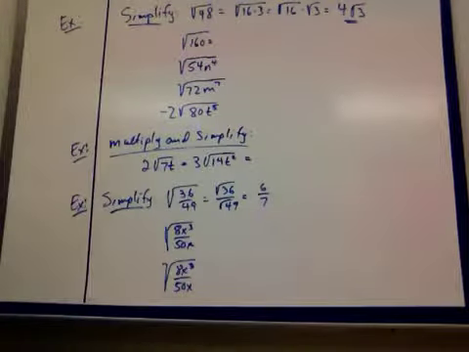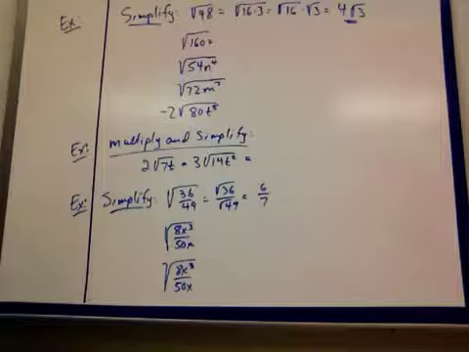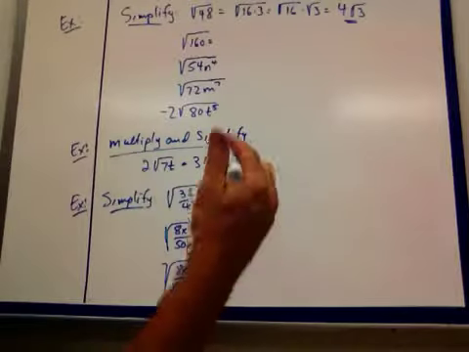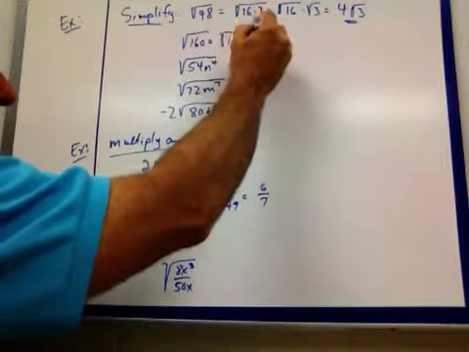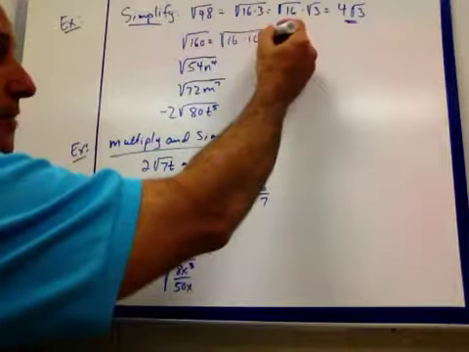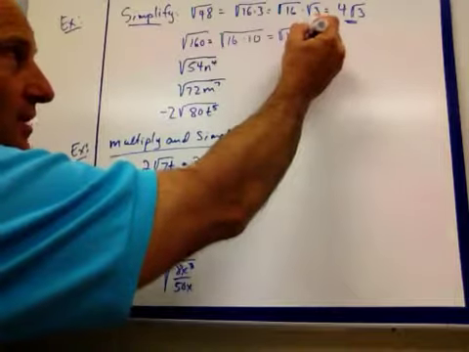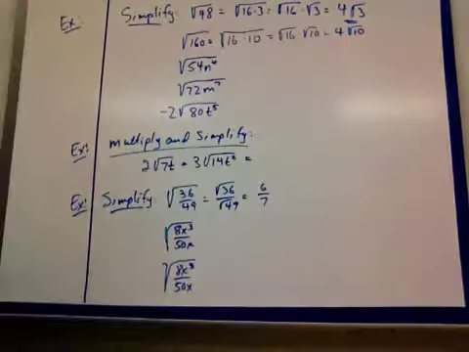Okay? Likewise here, 160. What's the biggest perfect square that goes into 160? Well, I know 16 goes into it, because 16 times 10. Does 25 evenly? No. 36? No. 49? No. And as you go up, you realize that the only thing that goes into it evenly is 16 times 10. Perfect squares. Which is the square root of 16 times the square root of 10. 4 square root of 10. Okay?